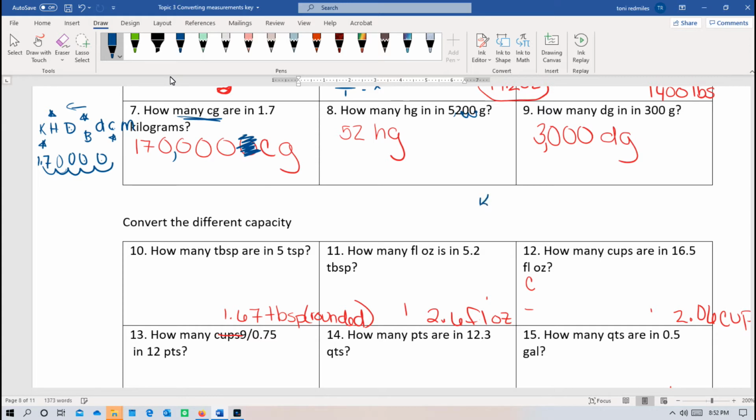All right, King Henry died by drinking chocolate milk. I start out, I want to know how many decigrams, and I'm at grams, so I'm just moving it one place to the right. So if I take this, move it one place, it's now 3,000 decigrams.